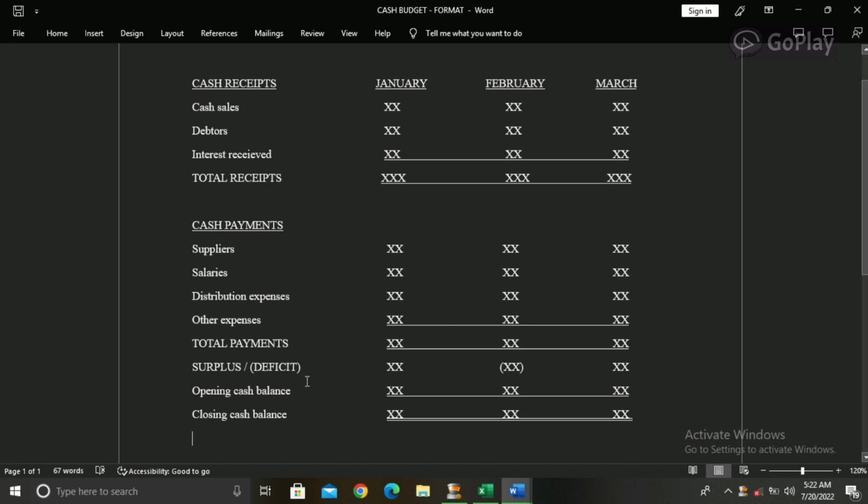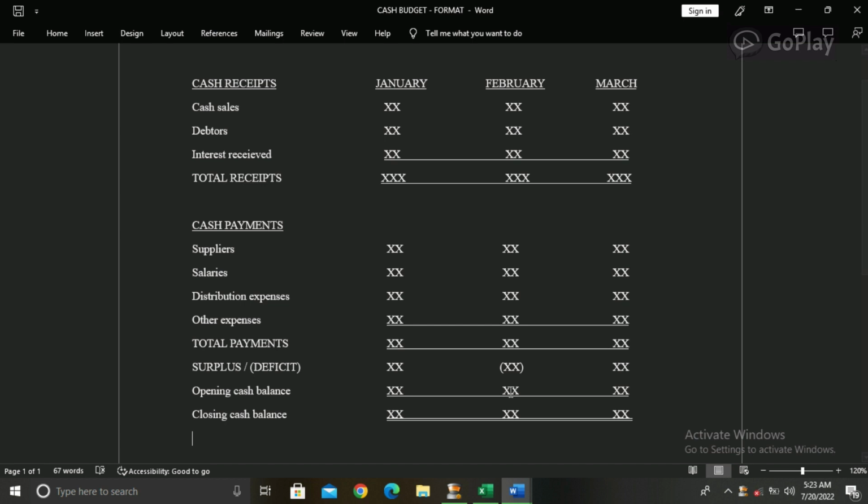After that, you add the opening cash balance. That is the cash with which you start the month with. Now, after adding the opening cash balance, that is what will give you the closing cash balance for the month that you are preparing the cash budget for. Now, one important explanation here is that the closing cash balance for January becomes the opening cash balance for February, because from January we move to February.